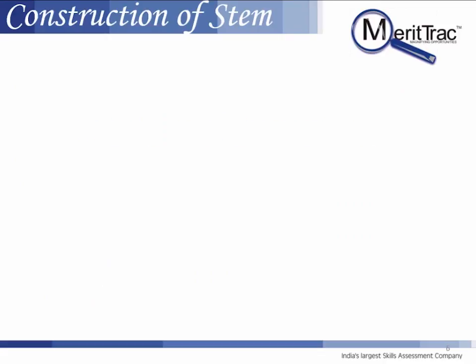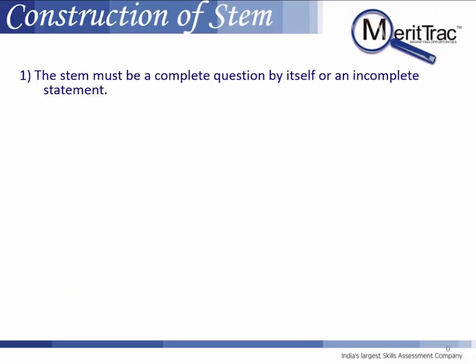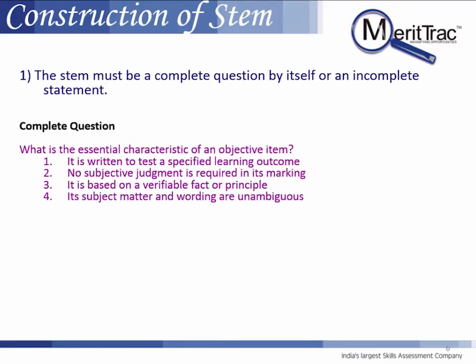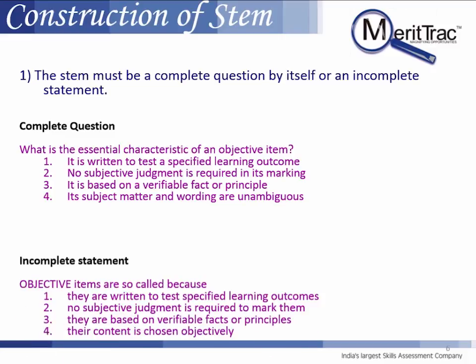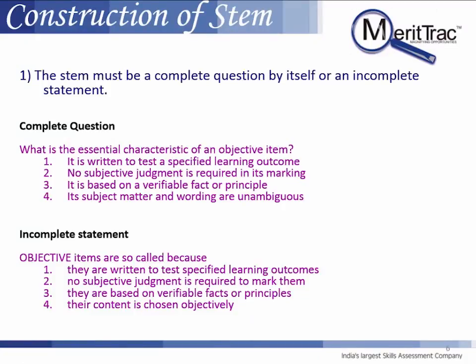I'll move to the next slide. This is construction of stem. First point, the stem must be a complete question by itself or an incomplete statement. So the first example is an example where it's a complete question. That stem is followed by 4 options. And the next example is where the stem is actually an incomplete statement followed by 4 options. So the first point under construction of stem: the stem must be a complete question by itself or an incomplete statement.